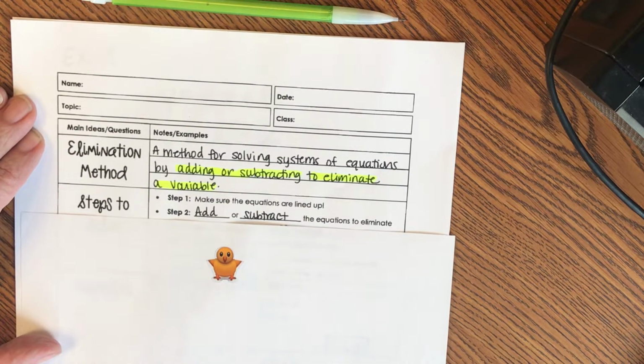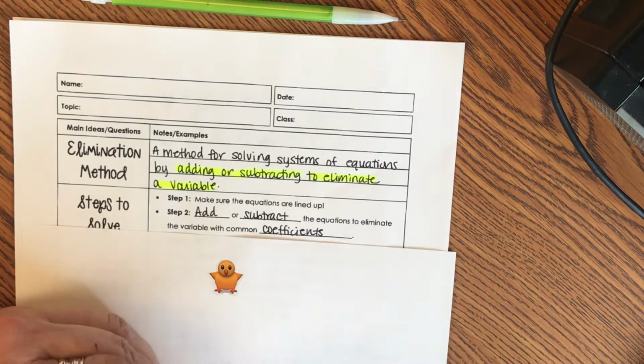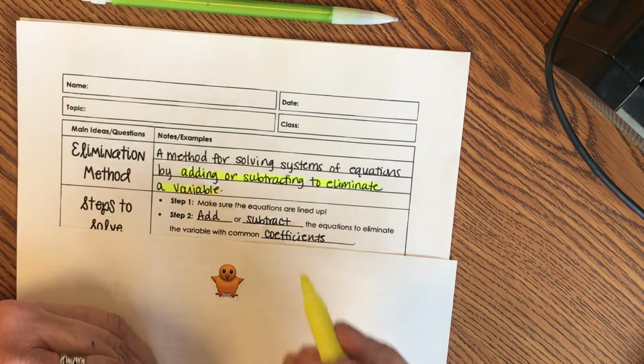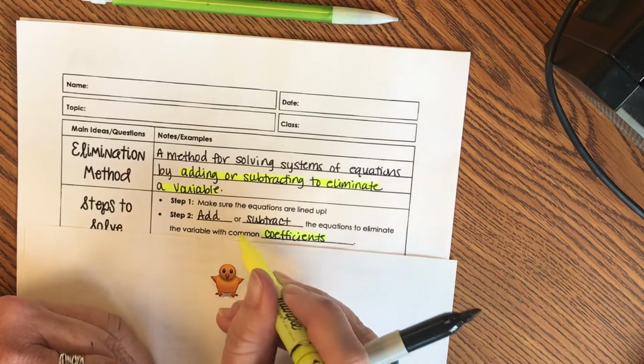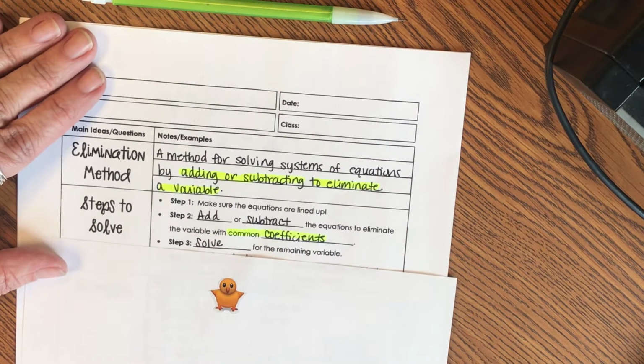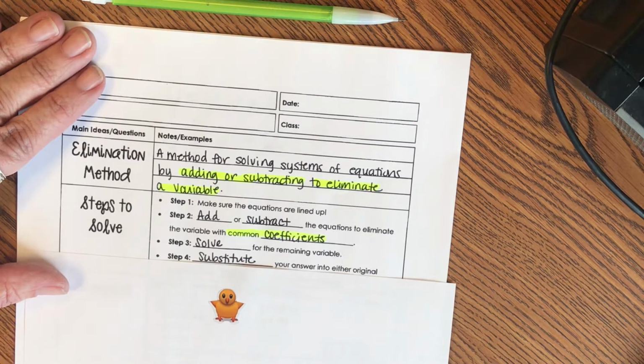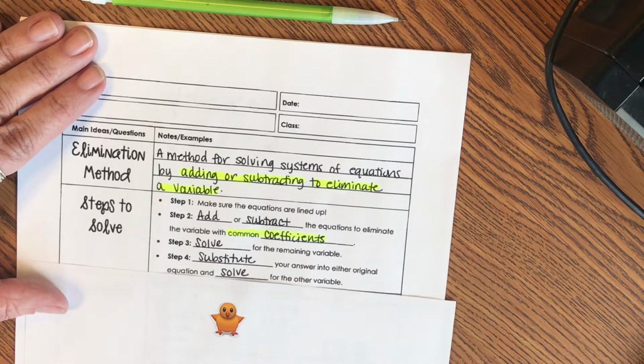Step 2, we're going to add or subtract the equations to eliminate the variable with common coefficients. Now later, next week, we'll learn how to do it without common coefficients. But common coefficients is going to be how we're going to pick which variable gets eliminated. Step 3, we're going to solve for the remaining variable. And then step 4, substitute your answer, just like we had to with substitution. Once you got your x, you had to go get your y, or vice versa. Same thing here. Substitute your answer into either original equation and solve for the other variable.